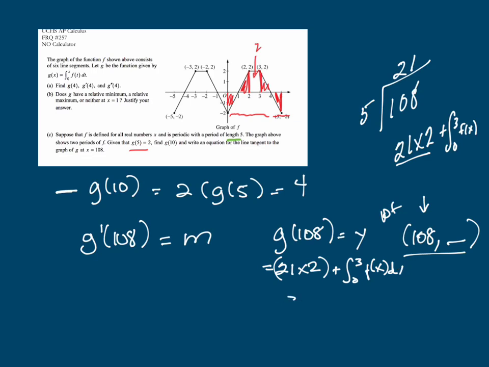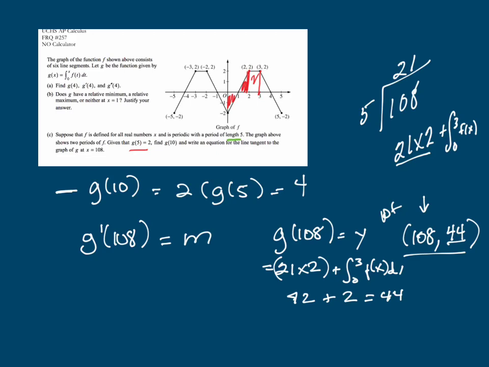And so that's 42, right? 42 plus, and then if I just go to 3, going back over here geometry-wise, this and this knock each other out, so I really only have from 2 to 3, which is 2 again. So plus 2, that's 44. So I have 108, 44 as my point.